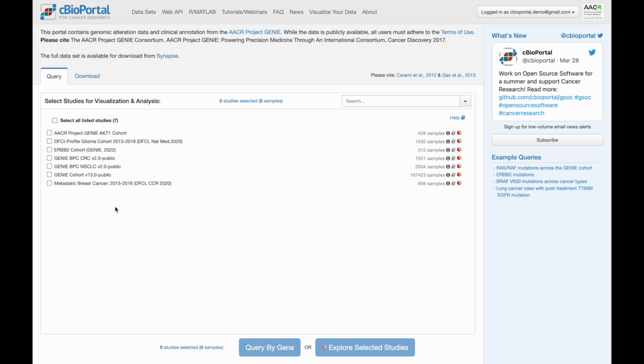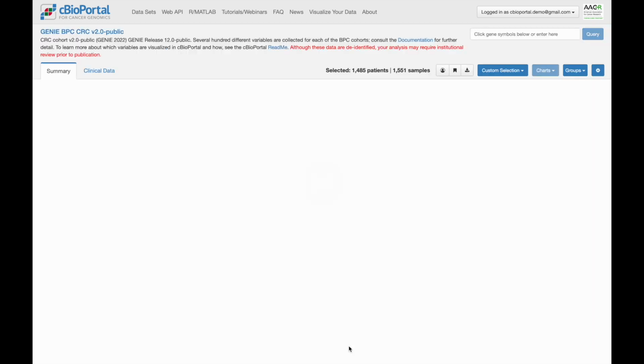We're starting on the main page of cBioPortal. You can see the full GENIE cohort listed, as well as the non-small cell lung and colorectal BPC studies. We're going to select the colorectal cohort, and we're going to start by exploring it.